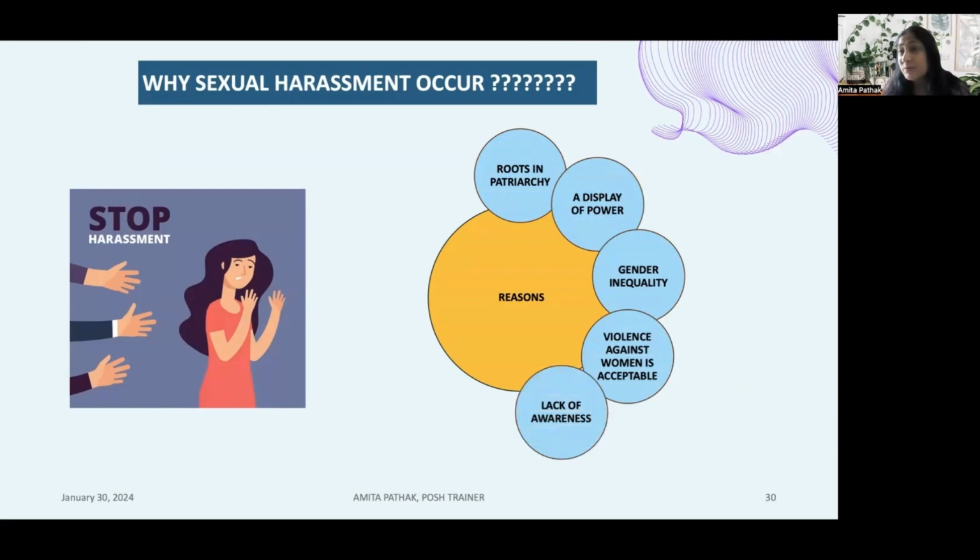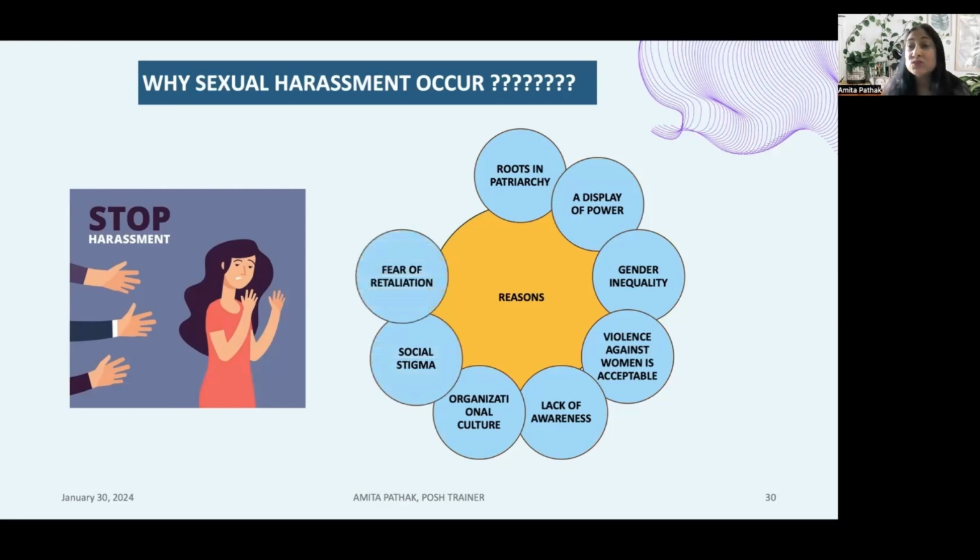Lack of awareness: women don't know what to do, or whether something is sexual harassment or not. The organizational culture is not supportive. There is a social stigma: what will people say? Women are always fearful. Also, there is a fear of retaliation and a lack of policies and enforcement. So these are a few reasons why sexual harassment occurs at the workplace or in general.